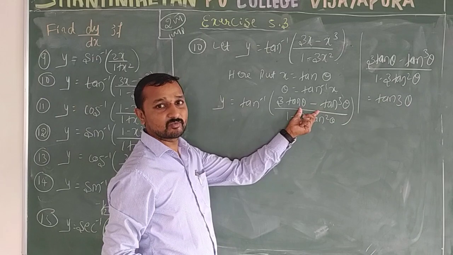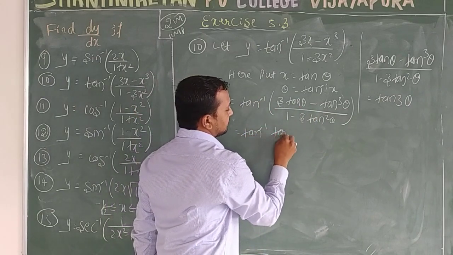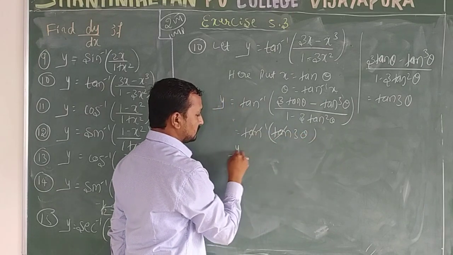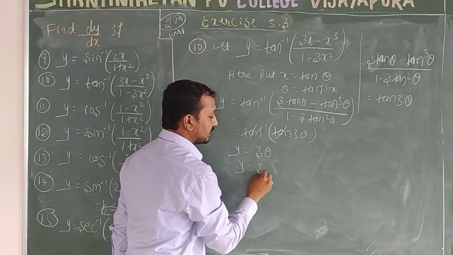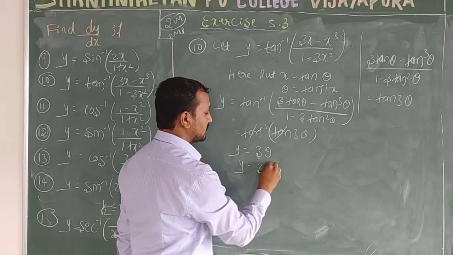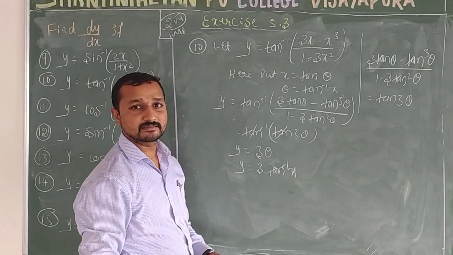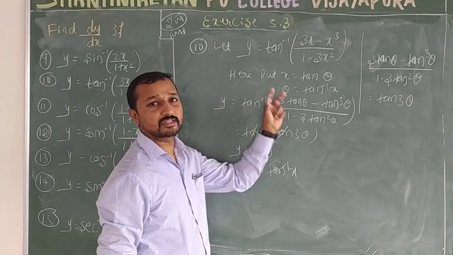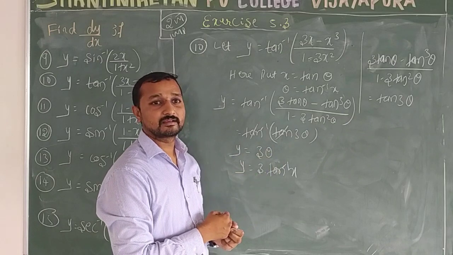So already we know this formula, obviously tan inverse of tan 3 theta. Tan inverse and tan get cancelled. So y equal to 3 into theta, and theta is tan inverse of x. Very simple example. Just remember what we have to put for the value of x, and then the answer will come.